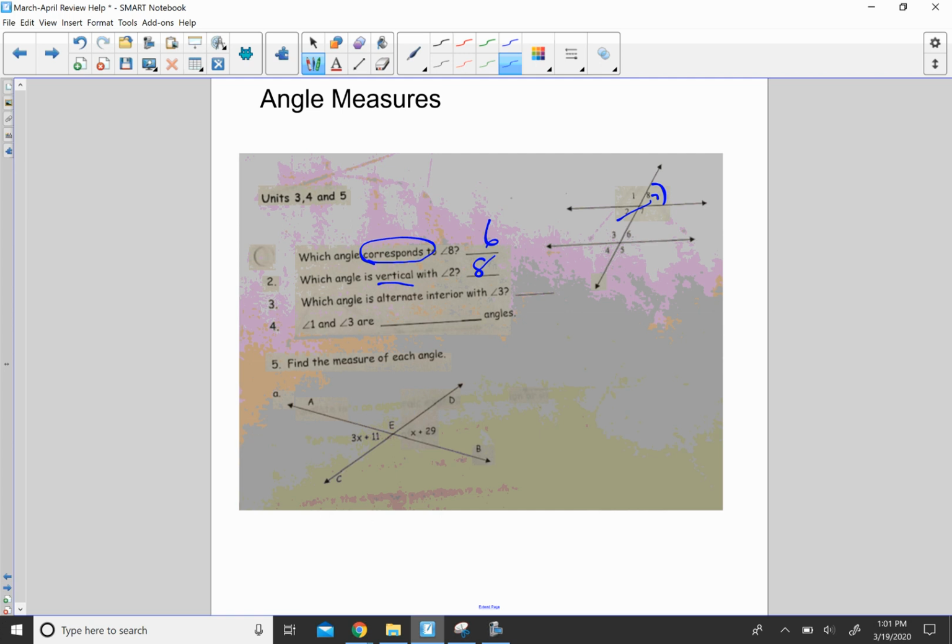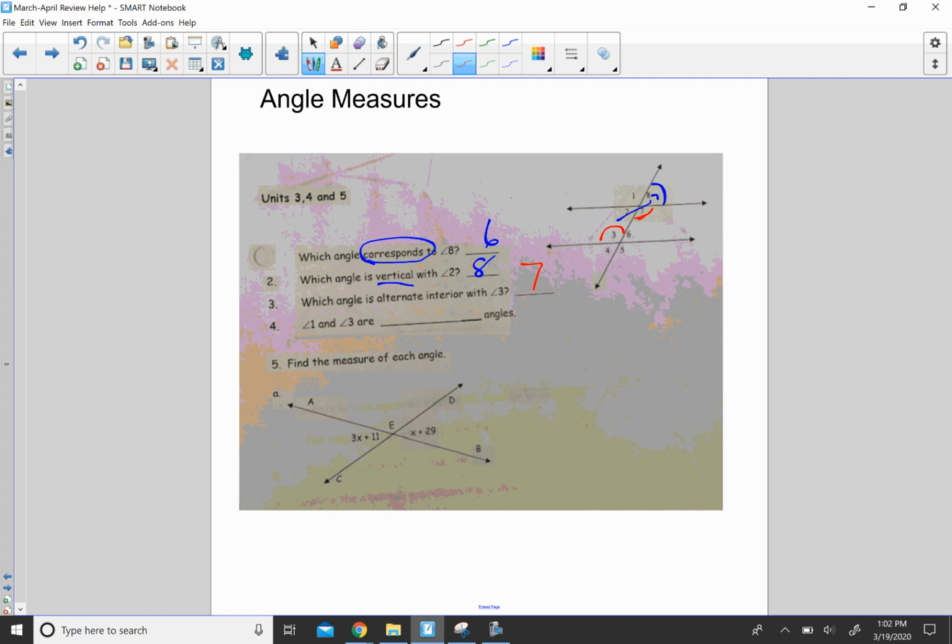And then alternate interior angles, obviously interior are the inside angles, and then alternate is opposite lines and opposite sides of the transversal. So if I find angle 3, let me switch colors here. Here's angle 3. If I was to take this guy and rotate it, 3 would match up with 7, making them alternate interior angles. And then I'll leave it to you to figure out what angle 1 and angle 3 are.